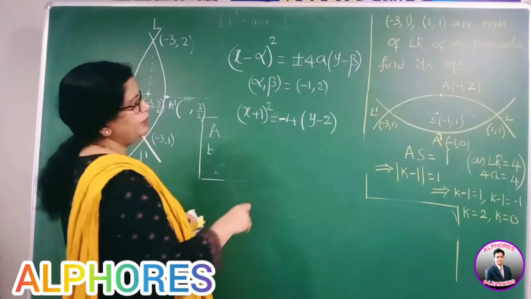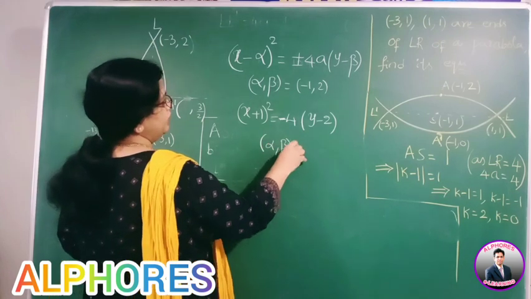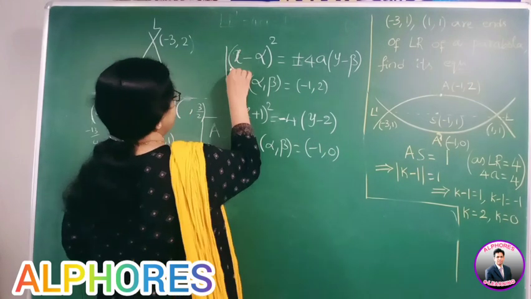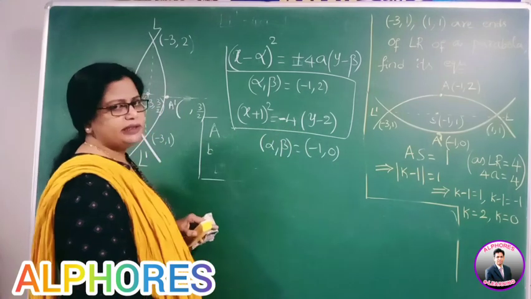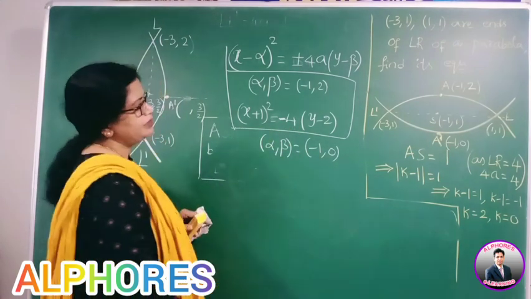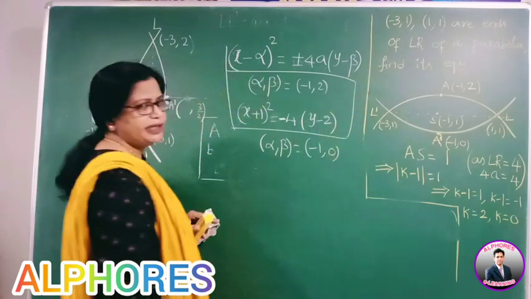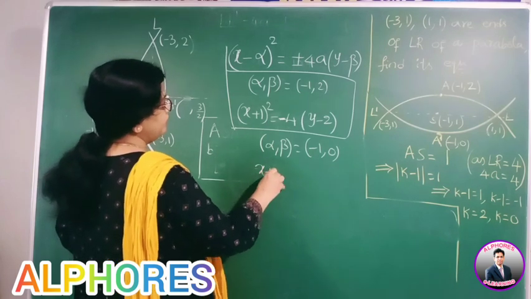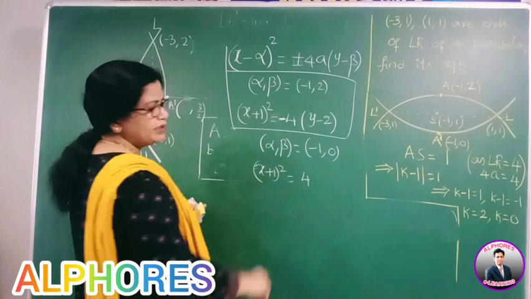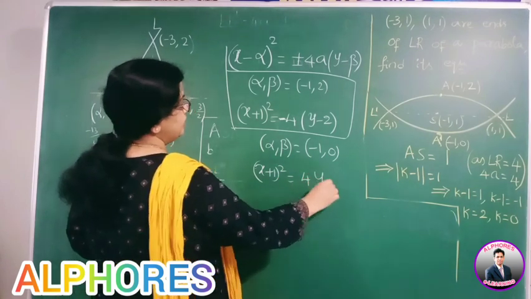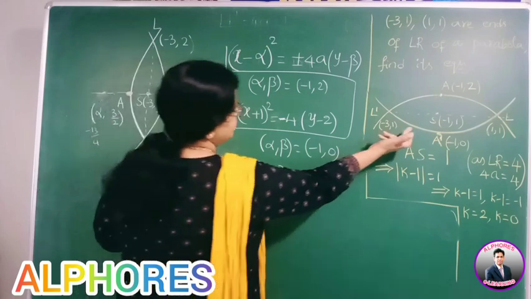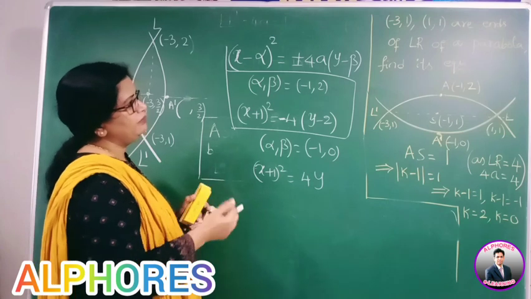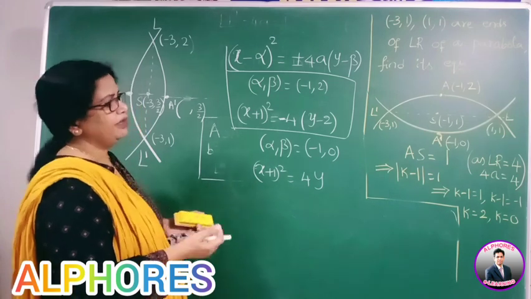And what about the other parabola? Now I am taking (alpha, beta) as (-1, 0). This is the other parabola. Now it is upwards. When the parabola is upwards, the equation is nothing but (x + 1)^2 = 4a, which is 4, times (y - 0), that means y. Positive, because this parabola is upwards and the other is downwards, so there it is minus. In this way, when the end points of the latus rectum are given, how do we solve the problem?